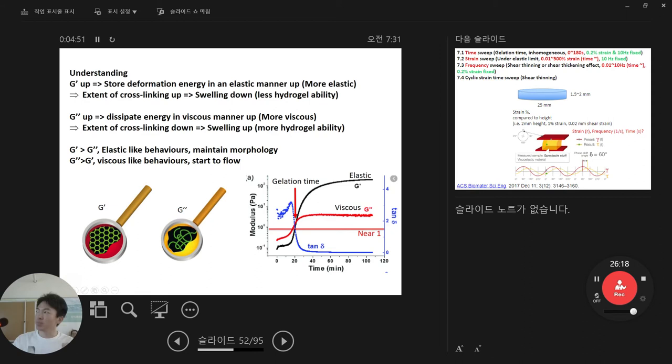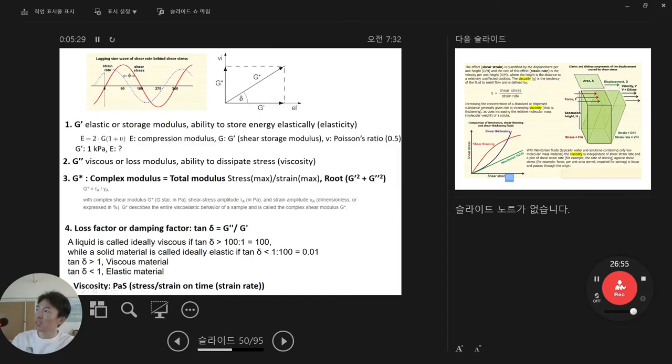But over time, when they start to gelate, this changes. Okay? We can call this the gelation time, and then they show a more elastic manner. So this part is before gelation, and this is after gelation. And then you can see the tangent theta is almost near 1, maybe a little bit 1.5. This is called the loss factor, or damping factor.